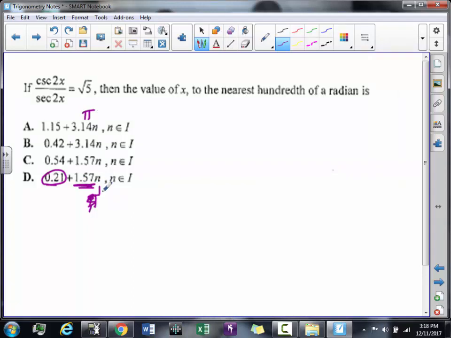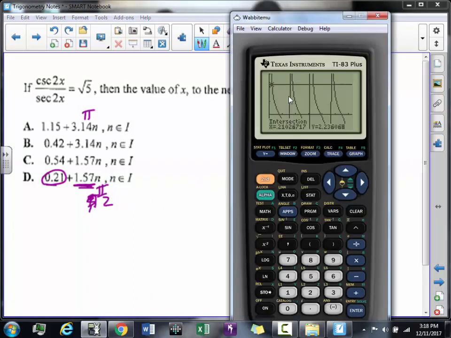If this is pi, this is half of pi. So here's the first one at half of pi. Here's a full pi. Here's 1.5 pi. Here's 2 pi. It kind of explains why the period is every quarter of a pi rotation.